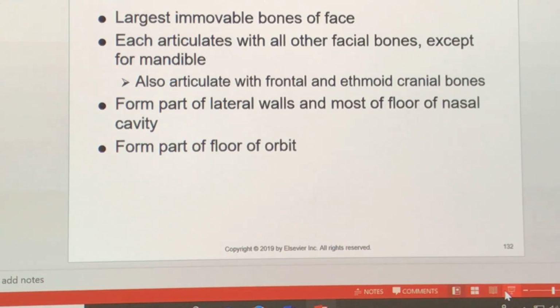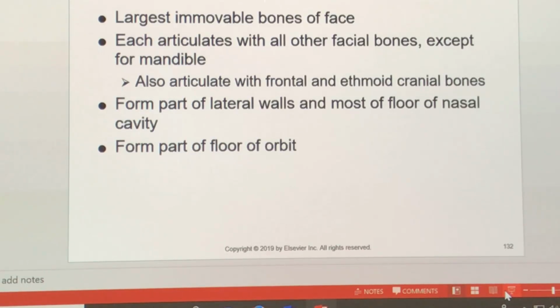The maxillary bones are fused together at midline, and they're the largest immovable bones of the face. Each articulates with all the other facial bones with the exception of the mandible. The mandible articulates with the temporal bone at the TMJ. So it also articulates with some of the cranial bones, frontal bone and ethmoid bones. They form a part of the lateral wall and most of the floor of the nasal cavity.